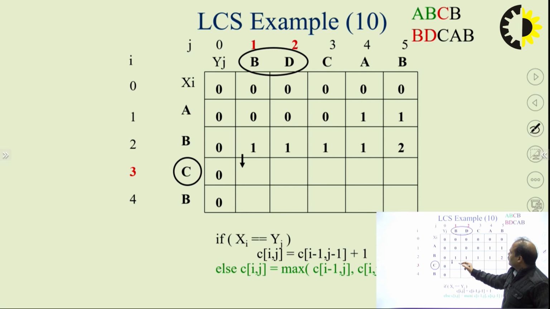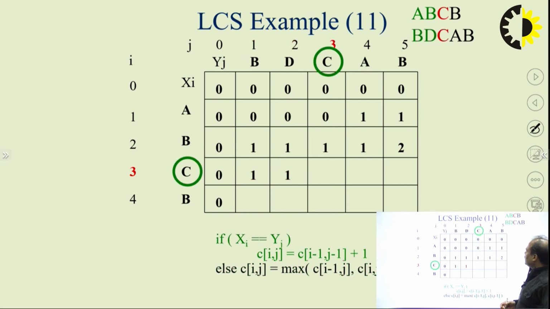Look at here, C and B, there is no match. Which one is maximum? This is 1. This is maximum. We will copy it over here, right? And then this one, both are the same. So in the case of equality, we are copying this horizontal one. We can copy the vertical one also. There is no problem. So same here now, class.